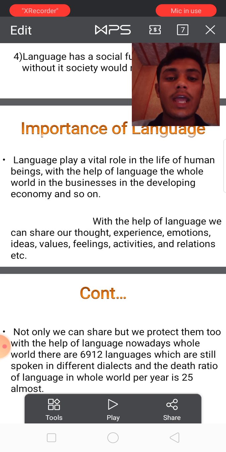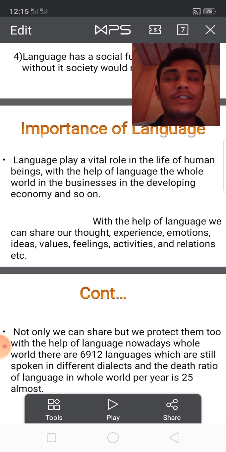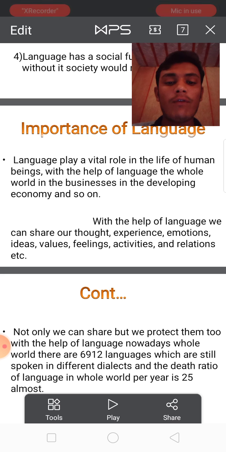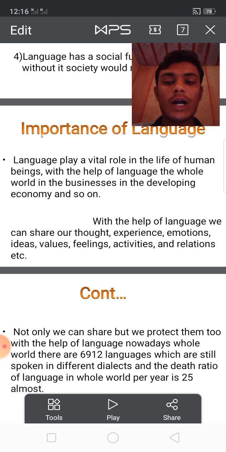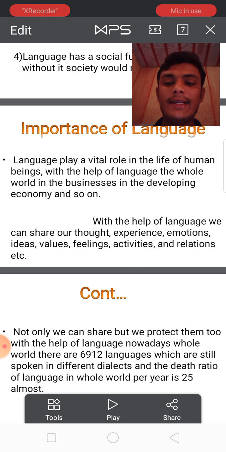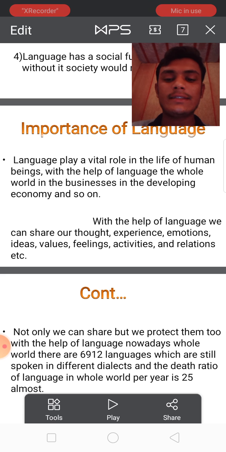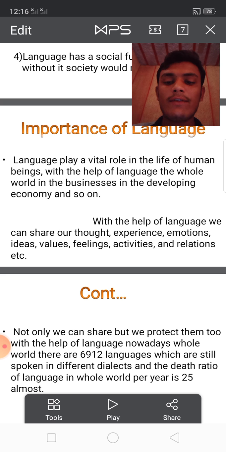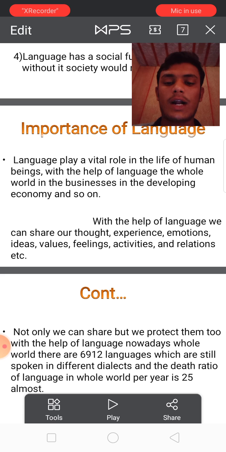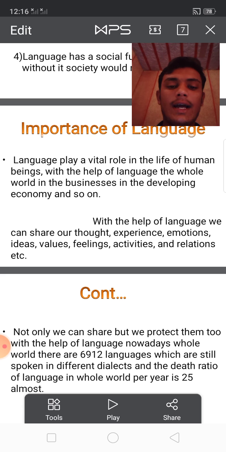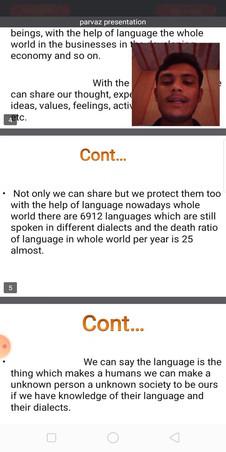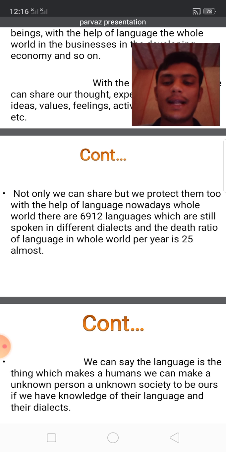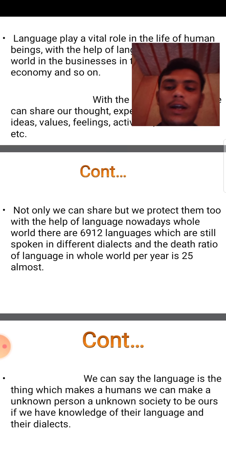Emotions, through language we can share our emotions. If we have no language, we can't share our emotions. Ideas, same, without language we can't share our ideas. Values, same, feelings, activities, and relations, etc. I have mentioned that.